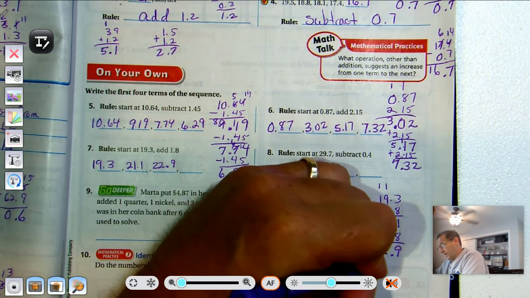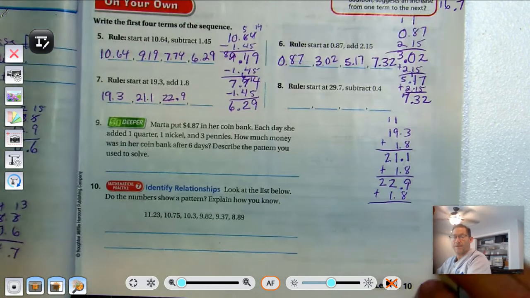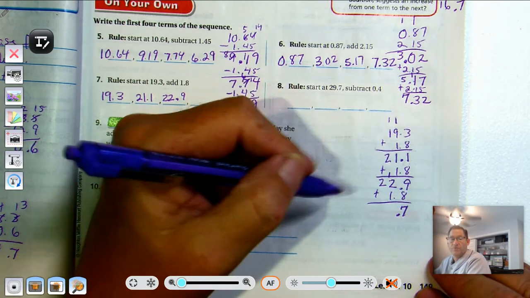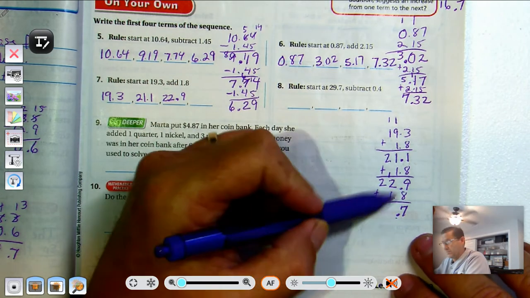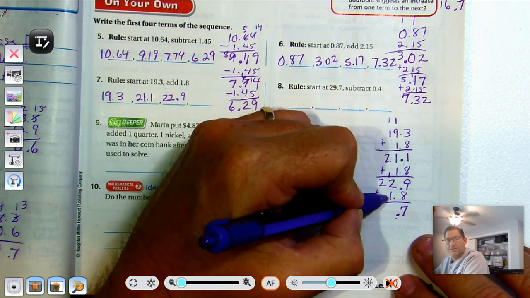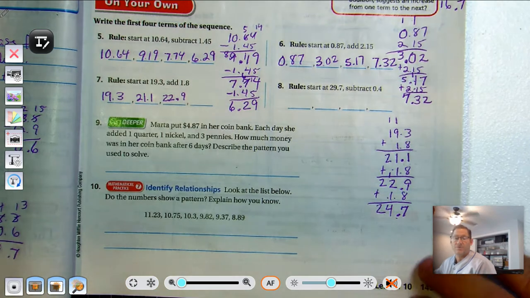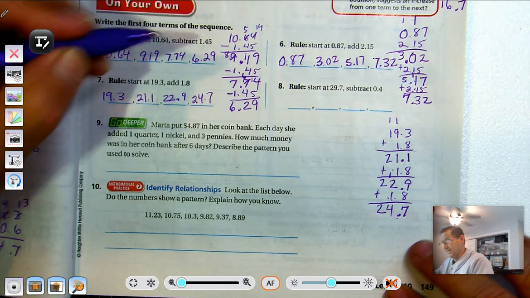And add 1.8 to that. 8 and 7 is 17 tenths. We're going to regroup that as 1 one and 7 tenths. Place your decimal, because we're moving to the ones. 2 plus 1 is 3, plus the regrouped 1 is 4 ones, and then 2 tenths plus nothing is 2 tenths. So 24 and 7 tenths.